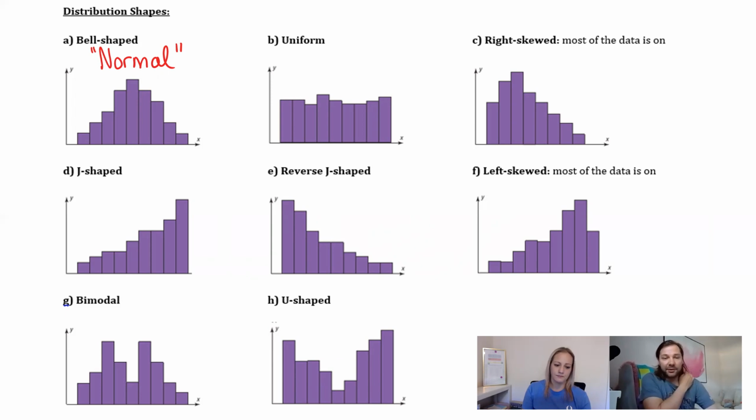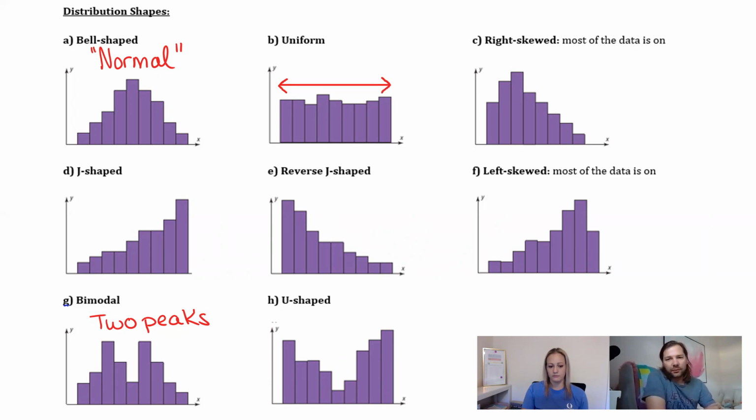The second one is uniform. And so that's where every class has about the same height. And so that would be something where, maybe after you've curved, you could try to make it uniform if you wanted to have the same number of people having the same grades going across. But that's not one you're going to use a whole lot.